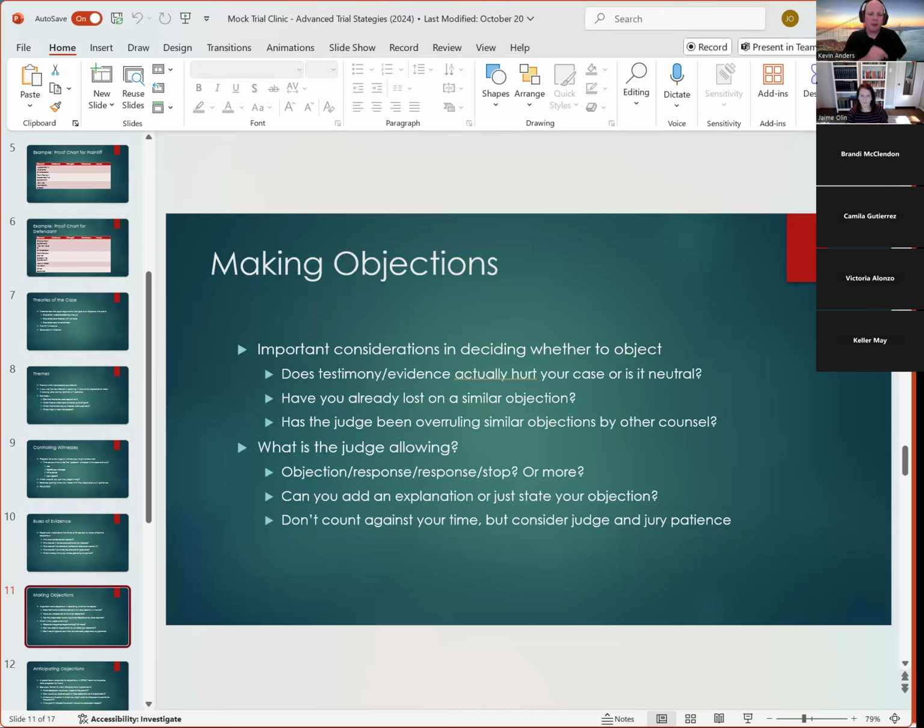Those last two points are pretty clear, and it takes you paying attention not only to what you're doing as your job as attorney, but what the other team is doing as they are presenting evidence, and what your colleagues at your table are also doing as they're presenting evidence. It really does go back to the question: does it actually hurt my case or not? And then, what is the judge allowing?